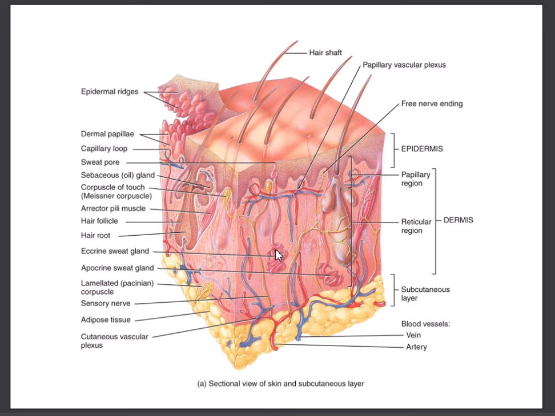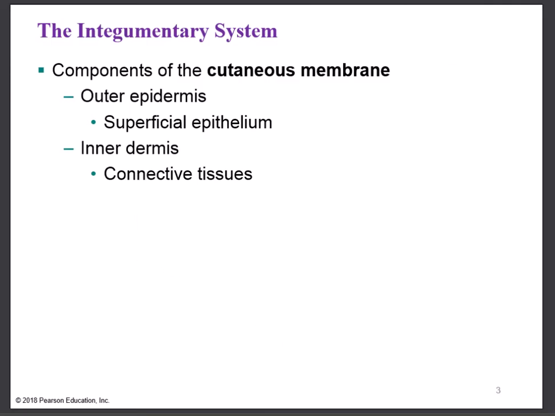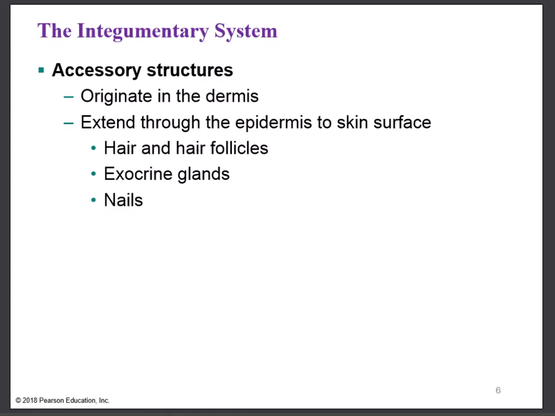Here's the sweat gland right here. That's the coil tube, and then the sweat goes up through the epidermis. So all of these accessory structures originate, they live in the dermis, but then extend up into the epidermis.